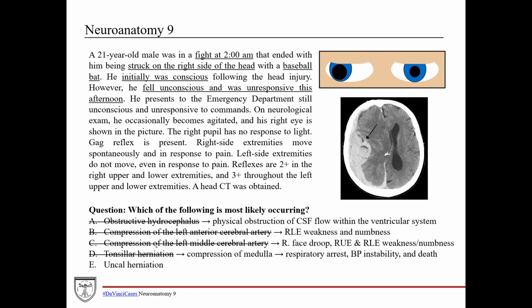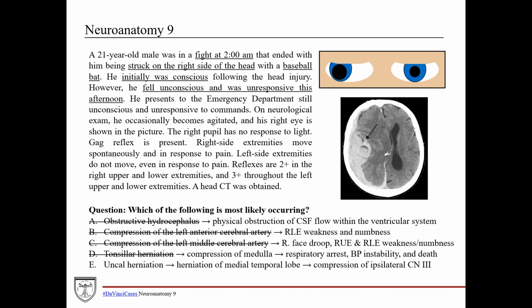Tonsillar herniation, again, this is what he's going to progress to if he's not treated. You're going to have compression of the medulla, respiratory arrest, blood pressure instability, and death. Basically, the patient's going to be crashing. They're going to be losing respiratory drive. Their blood pressure is going to be going all over the place, and eventually they'll pass away. And the thing here is we're looking for what's the most likely occurring here. Again, we have an epidural hematoma and a cranial nerve 3 palsy. And again, tonsillar herniation, you're past that point. So fortunately for this patient, we're not at that point yet.